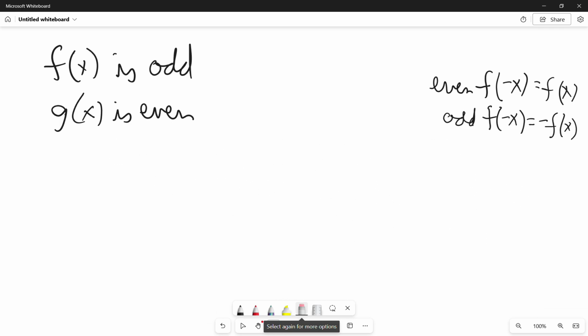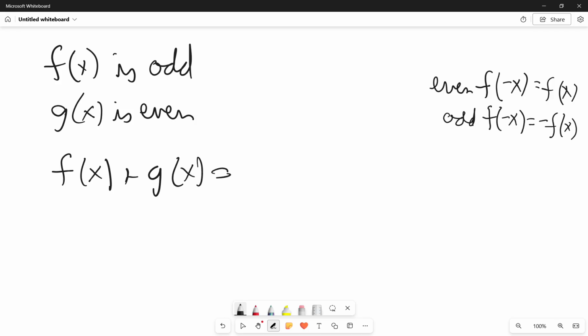Okay, so let's make this a little harder. Let's say that f of x is odd, g of x is even, but this time f of x plus g of x equals 3 to the power of x. And you can see that 3 to the power of x is the exponent, so it's not even or odd. Well, it kind of depends on x, so it's not really one or the other. Okay, so this trick involves the little index that we left in the top right corner.